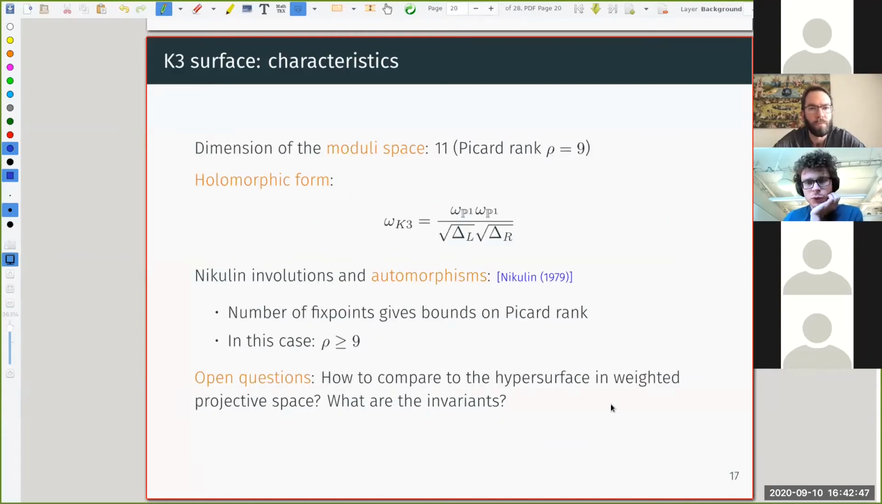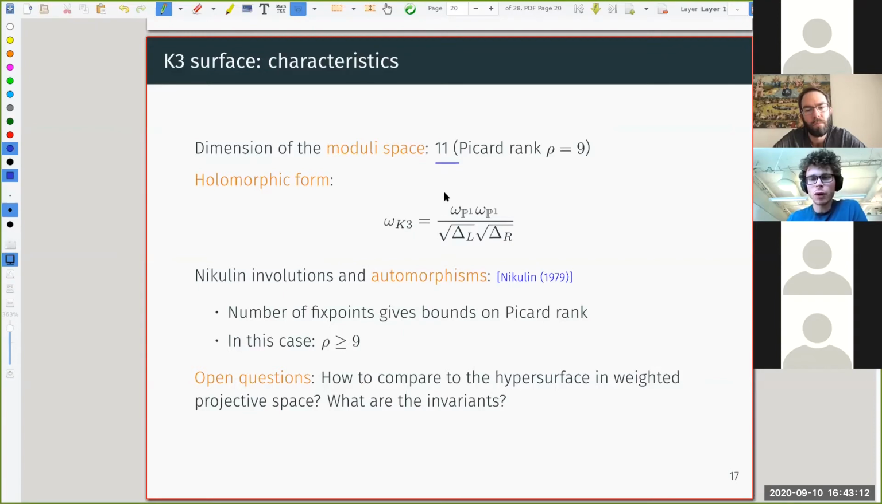Okay, so a few more things we could do is we can look at the dimension of the moduli space here. This can be done by basically counting parameters. So essentially, in this case, you have to take these 2 curves, delta L, delta R, and you have to count how many curves there are that intersect in 8 points. And we find that the dimension of the moduli space here is 11.